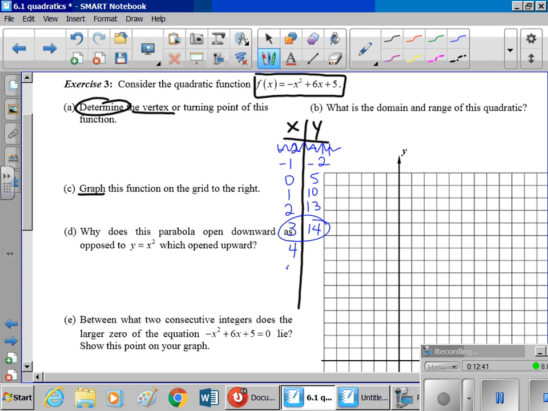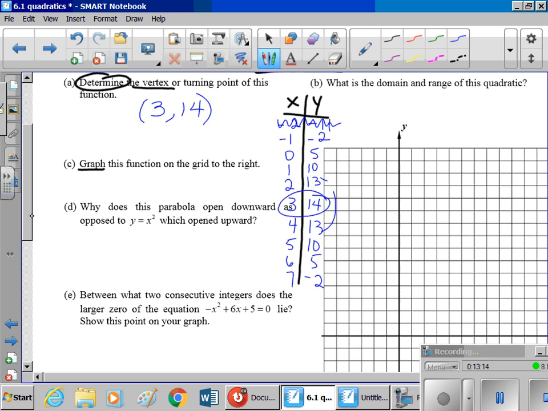So let's do 4, 5, 6, 7. And now if we did this right, this should be 13, this should be 10, this should be 5, this should be negative 2, which it is if you check your table. Again, we're not going to go to 8 because at 8 we get back to negative 11, which does not sit on our graph. So part A says determine the vertex. Well, we determined that. That's 3 comma 14. So that question is all about looking at your calculator and figuring out where that turning point is.